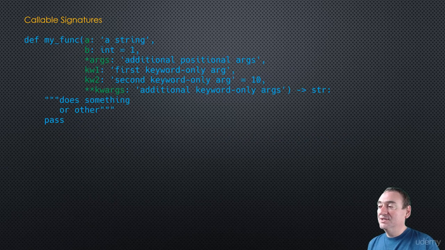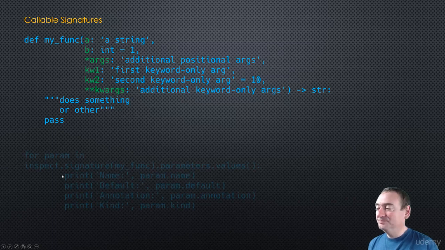So the callable signatures, let's take a look at now a more concrete example. Suppose we've got this function, def my_func, and here we have a bunch of parameters, right? We have a and b, which are the positionals. a has an annotation, b has an annotation and a default value. *args, right, with an annotation, and then keyword only arguments, kw1 and kw2. kw2 has a default, and then the **kwargs with an annotation. And then a docstring, and then something or other that the function does.